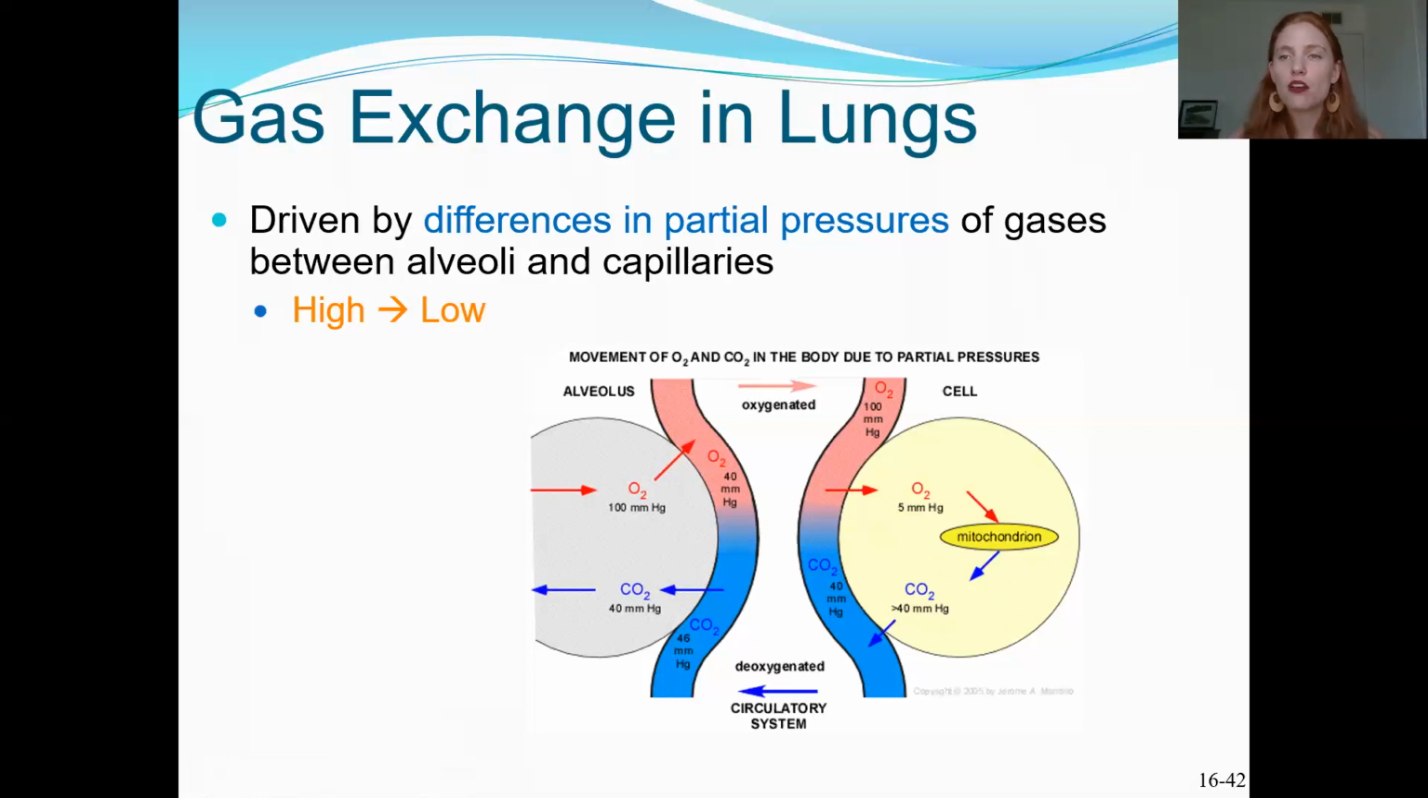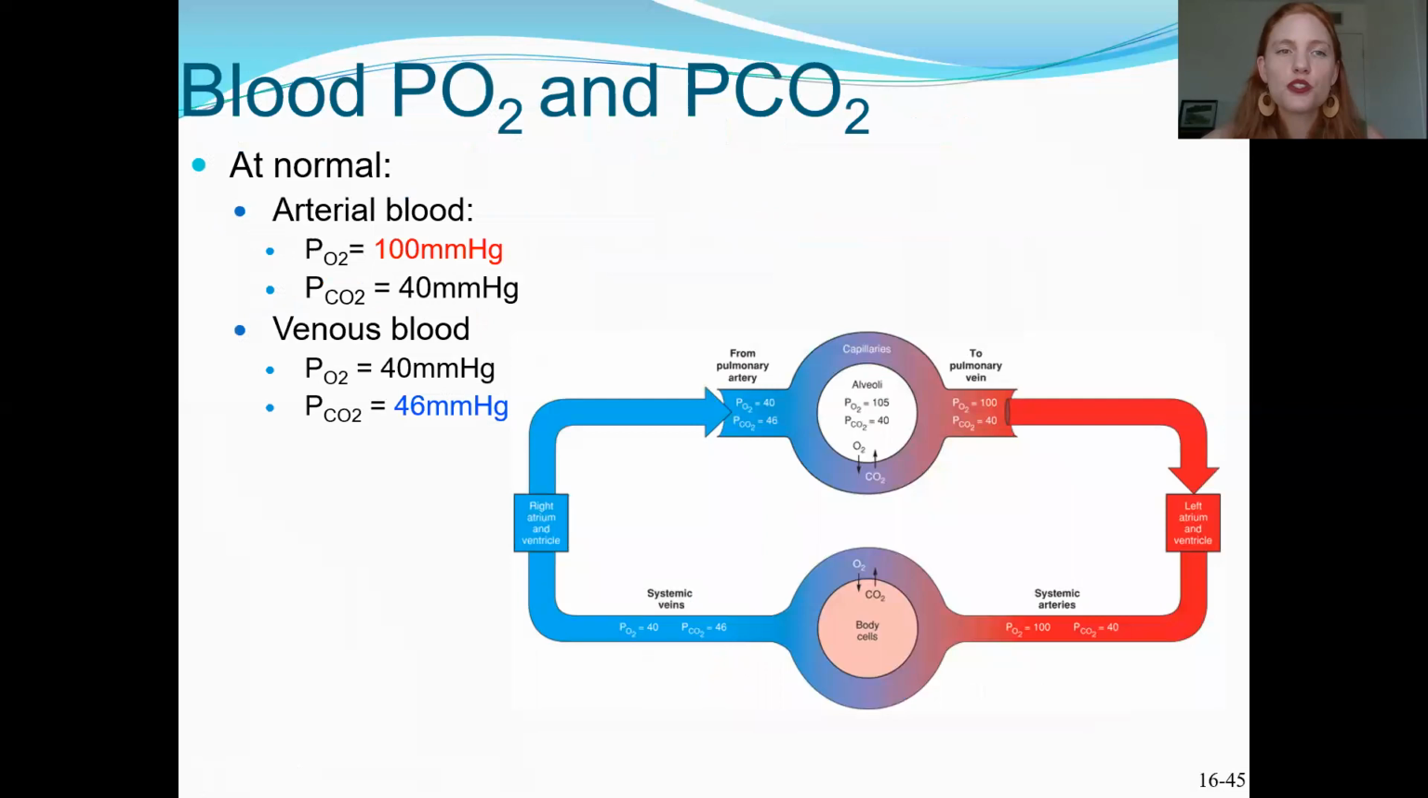Okay, so for now, the main concept is to understand that when you're talking about movement or predicting the movement of particular gases, they're going to follow their very own partial pressures, not the total partial pressure. Okay, so this creates the pulmonary circuit. So let's look at how the blood moves through the whole body again.